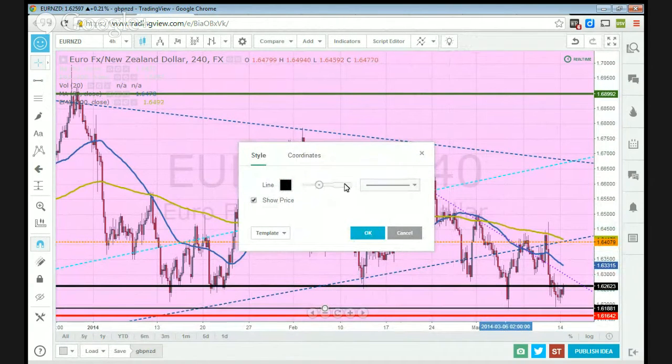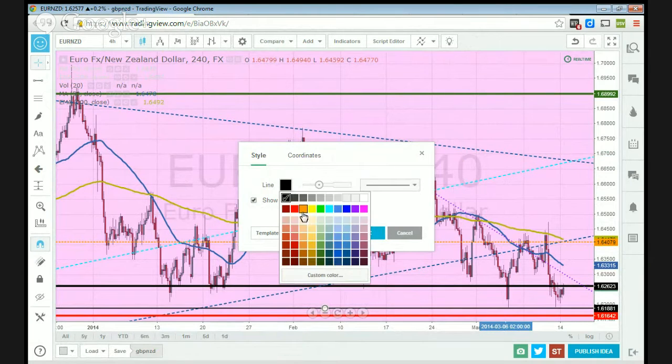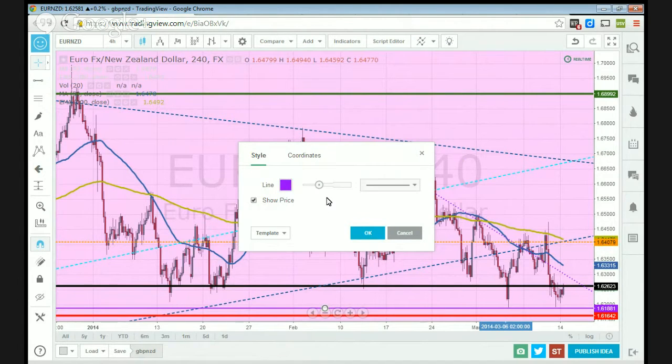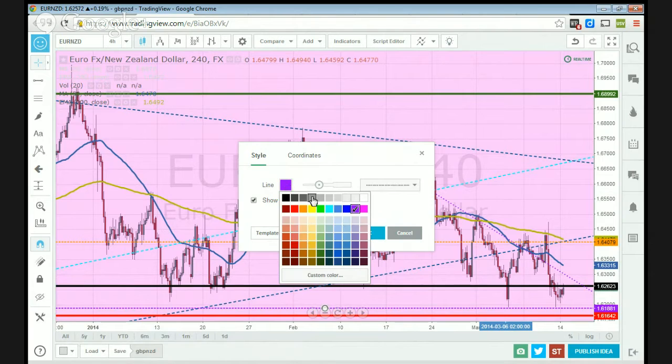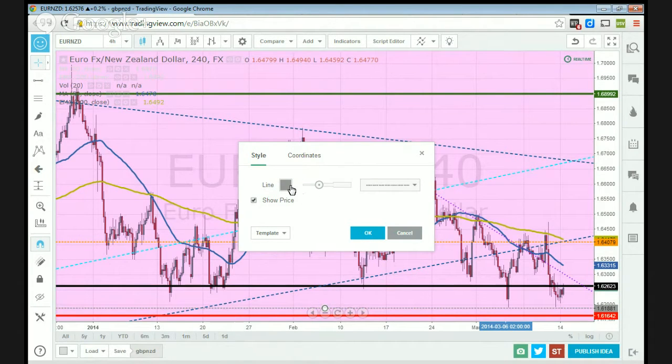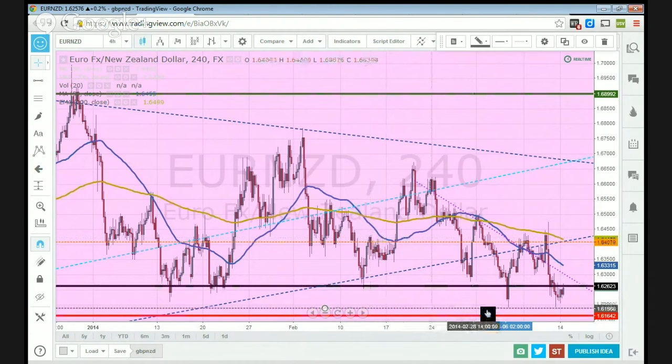Let's make that thinner. Running out of colors here. How about this one? I guess that sort of works. Actually, I'll make it grayish, a little darker. There we go. So this light gray line here, you can see that move up a little bit.